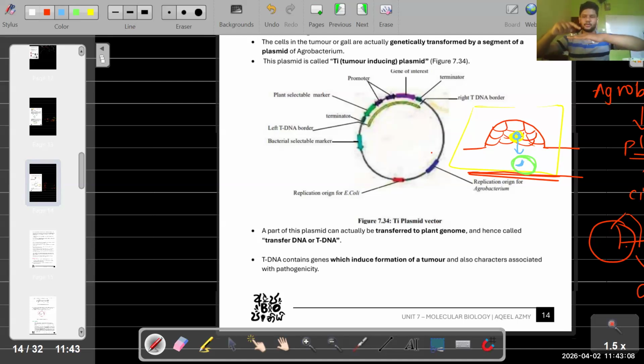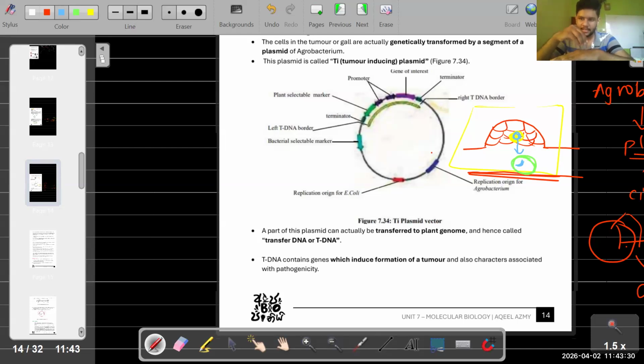Just think in a circular, there is a goal, right? There is a tumor that is formed, right? Now inside the tumor, the agrobacterium is living. Is that clear? Yes. Now you might ask, how did the agrobacterium form that tumor?